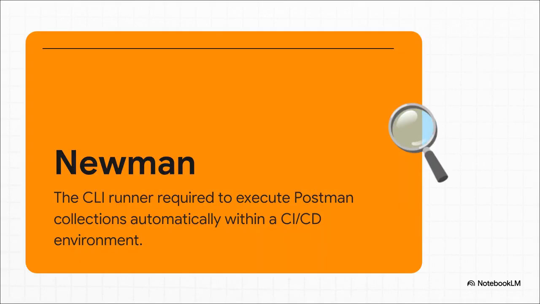So what exactly is Newman? Just think of it as your universal translator. See, Postman is a beautiful, graphical tool, but CI/CD pipelines, they live in the land of the command line. Newman is the piece that lets you take all those powerful Postman collections you've made and run them automatically, right inside any pipeline you want. It's the key that unlocks Postman for serious automation.